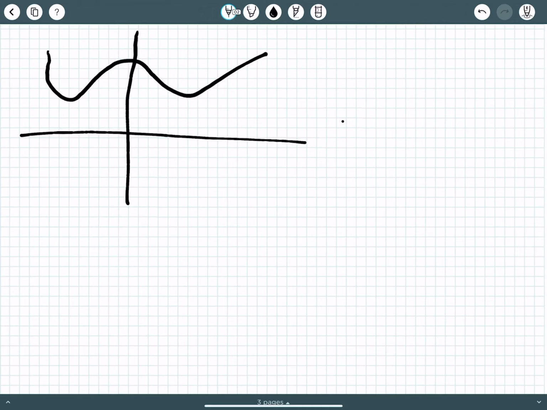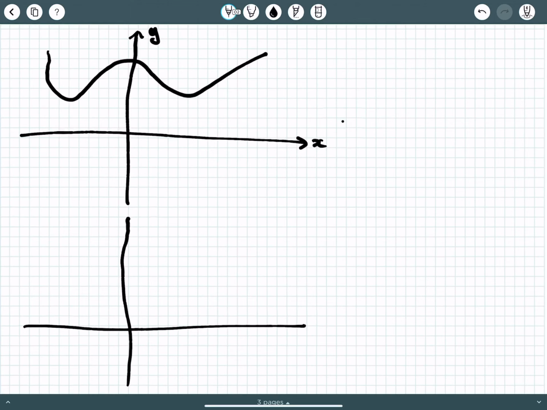Okay, a quartic looks like so. We're going to have y and x. We're going to try to line up our dy dx, and then we're going to highlight where our stationary points are. I'd always highlight where our stationary points are going to be.